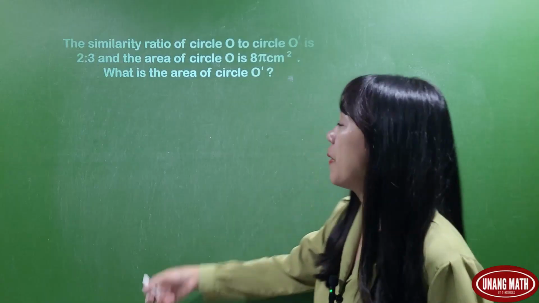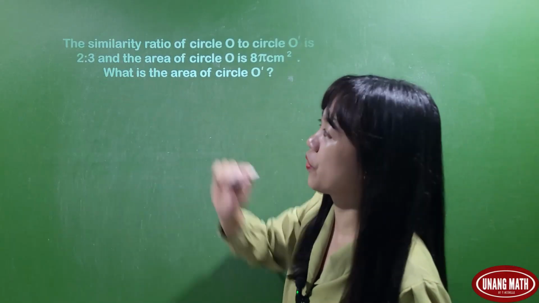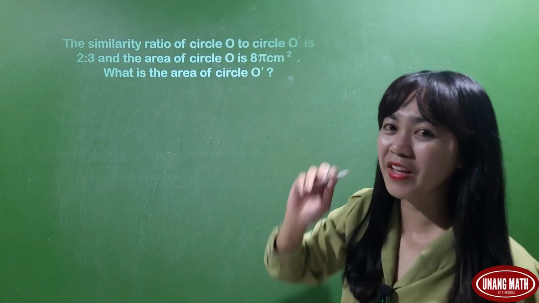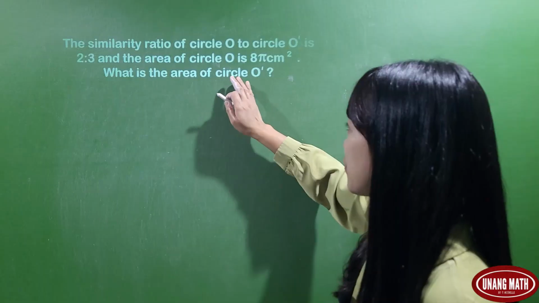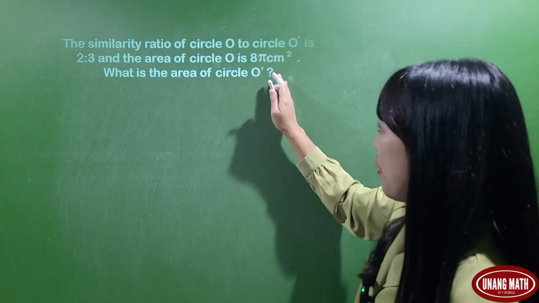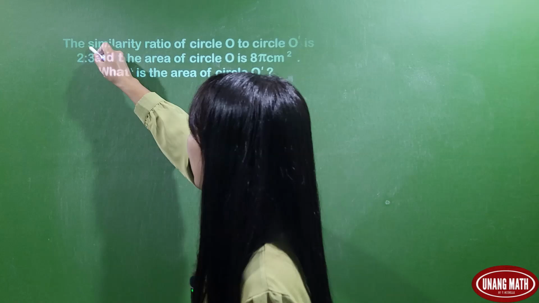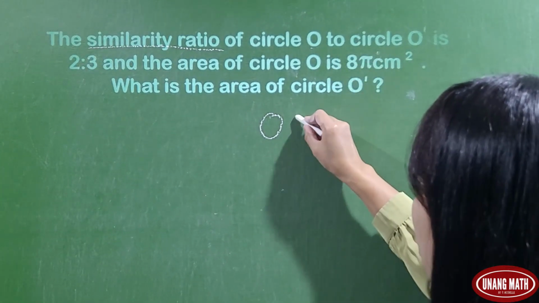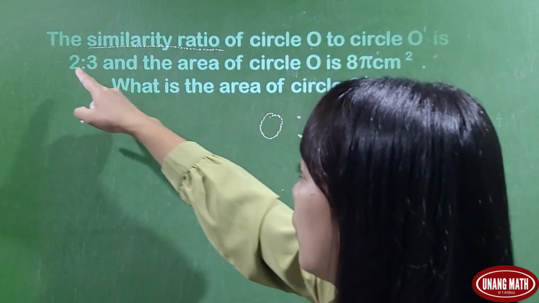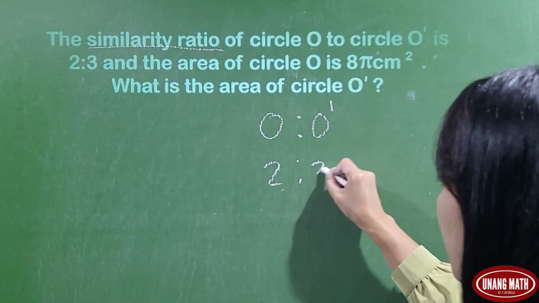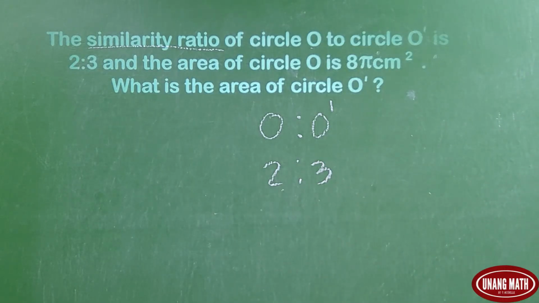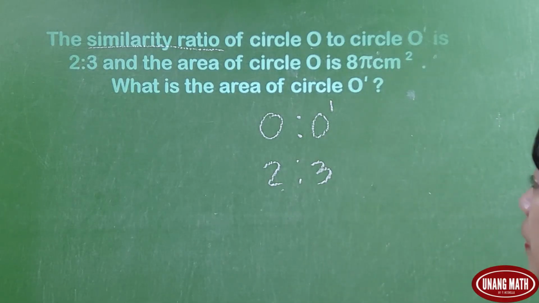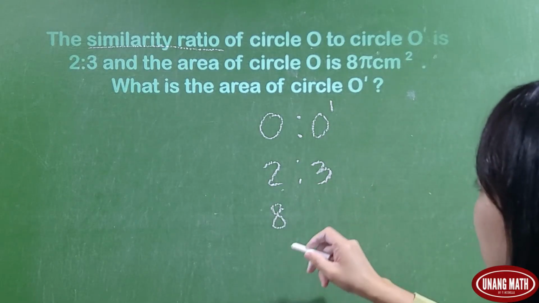Okay, and for the last question, according to this question, the similarity ratio of circle O to circle prime O is 2 is to 3. And the area of circle O is 8 pi square centimeters. What is the area of circle prime O? Okay, so it's given that the similarity ratio of circle O to circle prime O is 2 is to 3. So this is 2 is to 3. Okay, and the area of circle O is 8 pi square centimeters. So the area is 8 pi square centimeters.